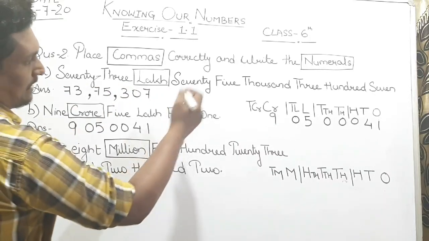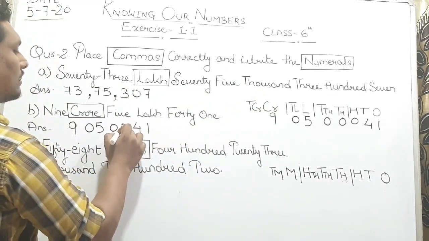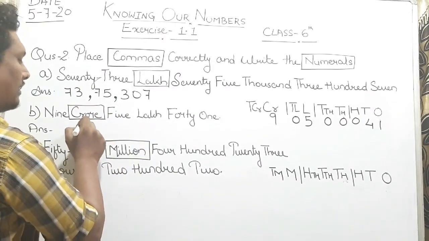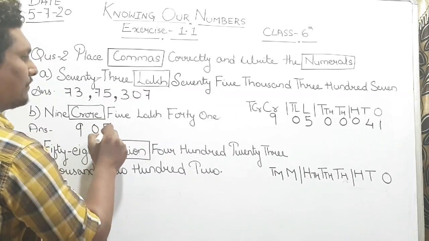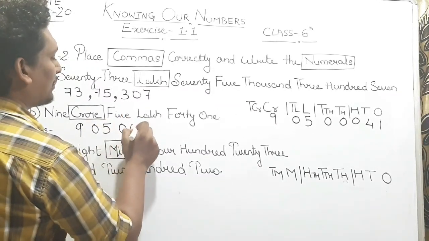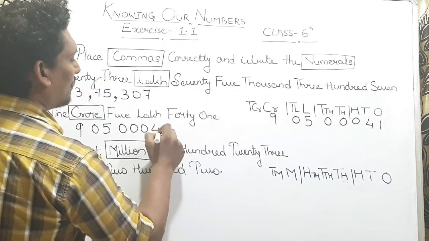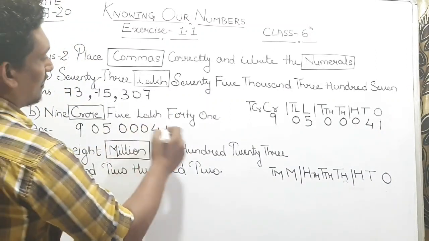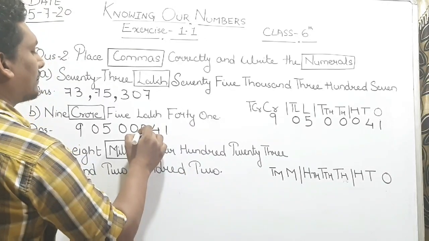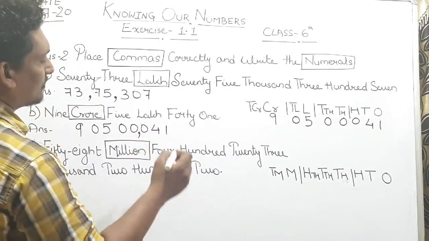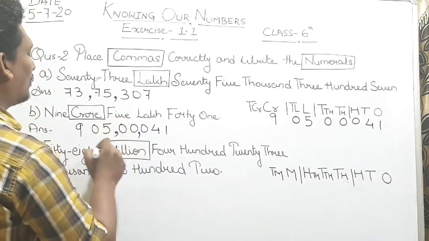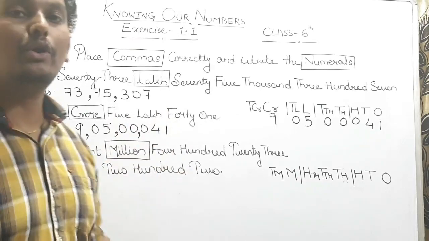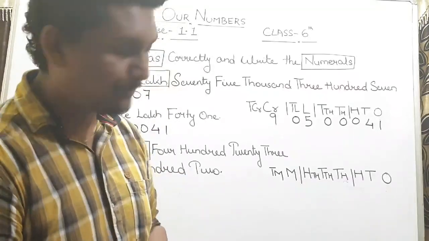So next is comma. How to place the comma? Same in Indian system. 3. Then I missed out 1 0. Again I am writing here 9 0 5. Then 3 zeros are there. Then 4. Right. Now we have to put the commas. Indian system. First we have to put the comma after 3 places, then 2, then again 2. So 3, 2, 2 is the order of putting commas in Indian system.